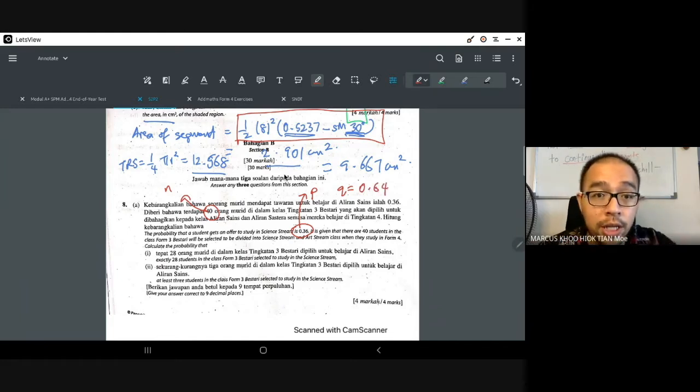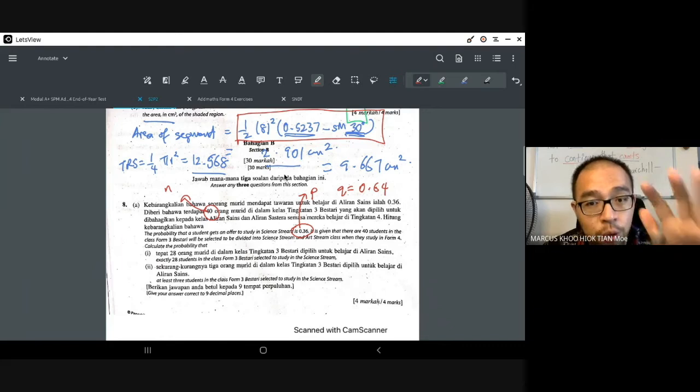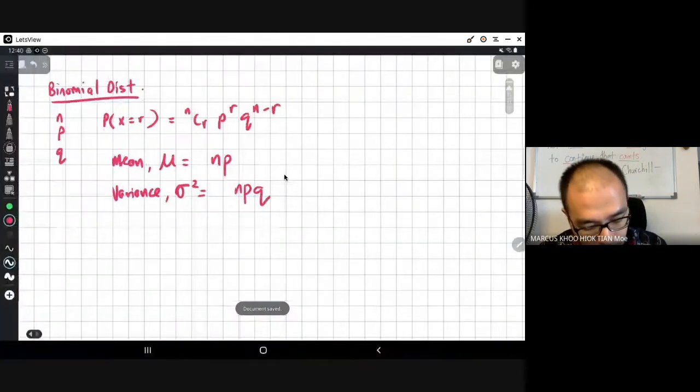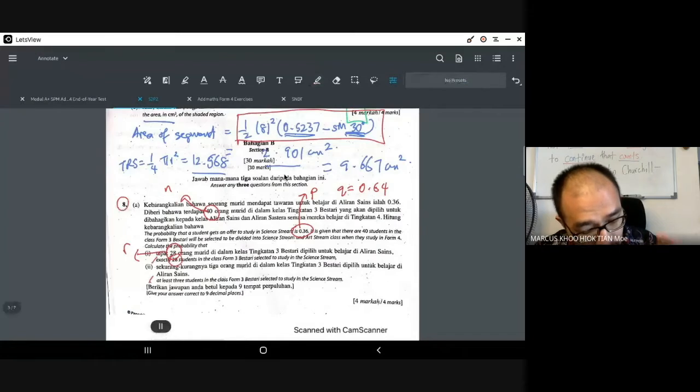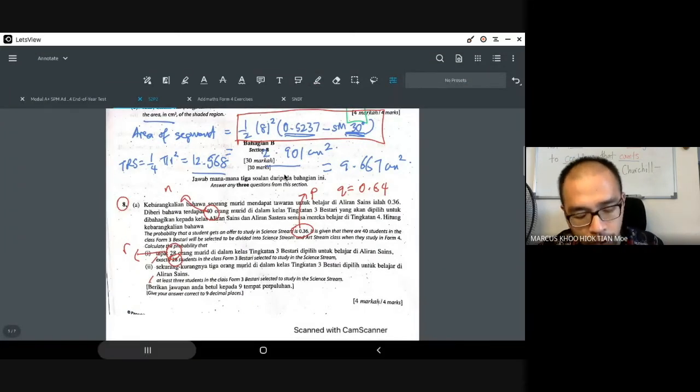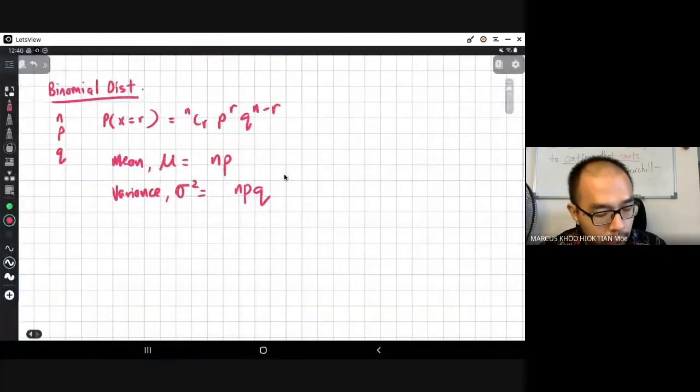Okay, so all these relationships, I hope that you still remember and still understand. So calculate the probability that exactly 28. So this would be our R. Okay, it's very straightforward. Exactly 28. Oh, sorry, hold on. Let me just check. Exactly 28 students are selected to study in the science stream. So exactly 28 means R equals 28.